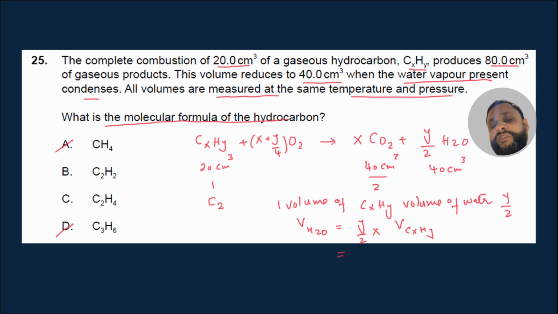So the volume of water produced is 40, which is equal to Y over 2 times the volume of hydrocarbon, which is 20. So if I solve for Y, we will have 4. As the number of hydrogen given is 4, so C is the correct answer. Bit challenging question. If you remember that formula, you can answer this question.